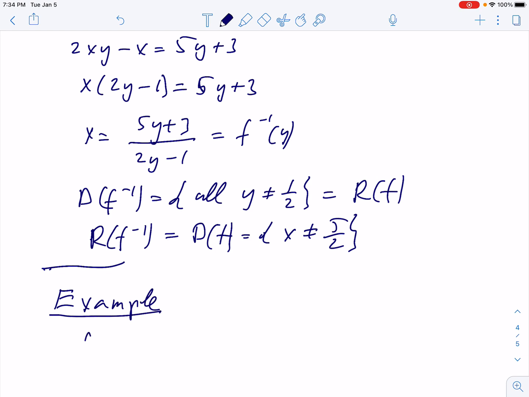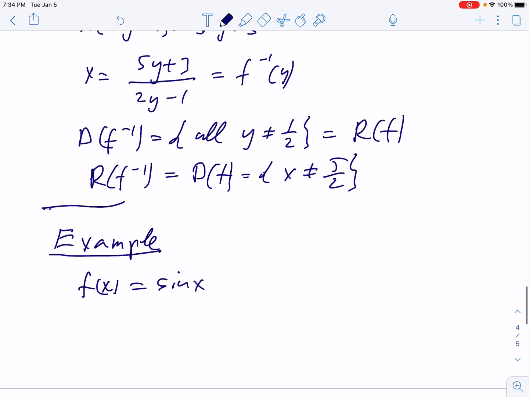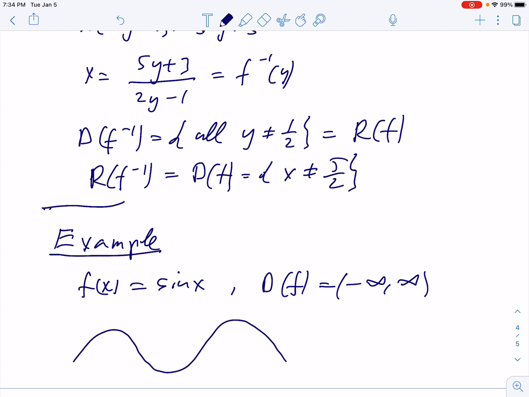Let's say the function f(x) is sine x, a very familiar trigonometric function. The natural domain of this function is the entire number line. That's how you define it in Calc 1, for instance. It is defined for all numbers; we use radians. The graph of this function, you know, is a sine wave like that.